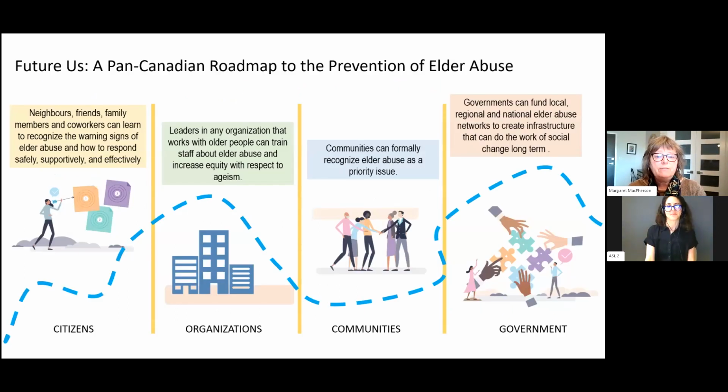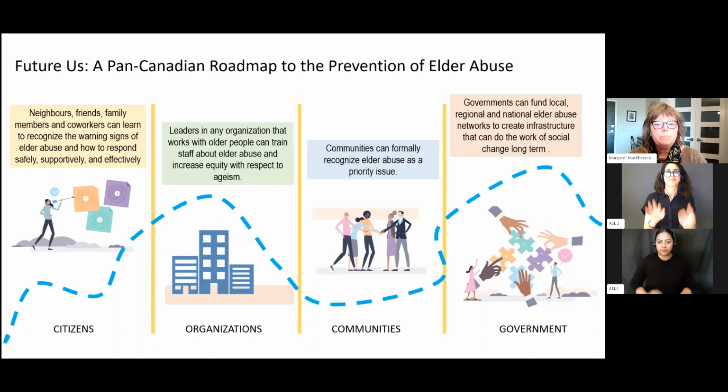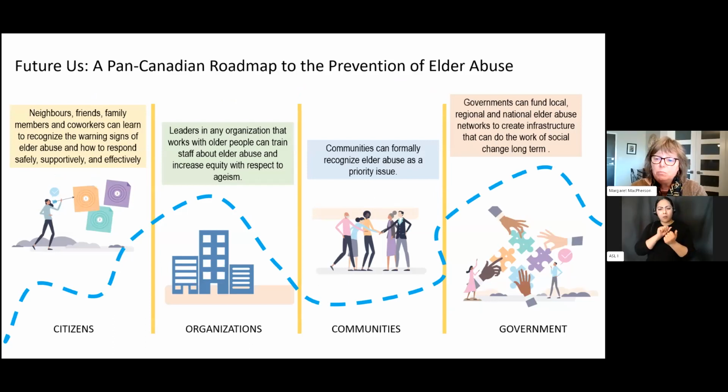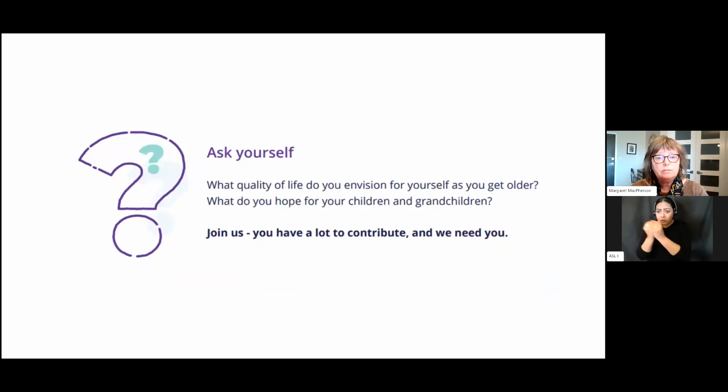This is also an infographic that just takes us back to this bigger picture of a pan-Canadian approach in which citizens, organizations, communities, and also governments are all working together on these common goals. Ultimately, for me, it comes down to asking yourself, what do you envision for yourself as you get older? And what are we hoping for our children and grandchildren? The work to make that happen now, it's here, it's right now.